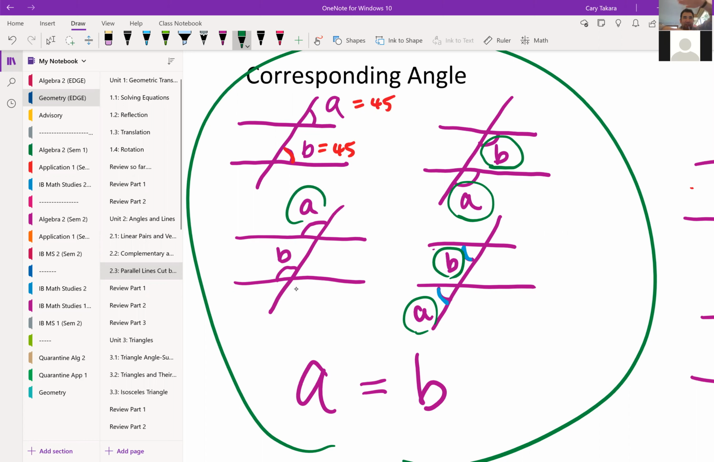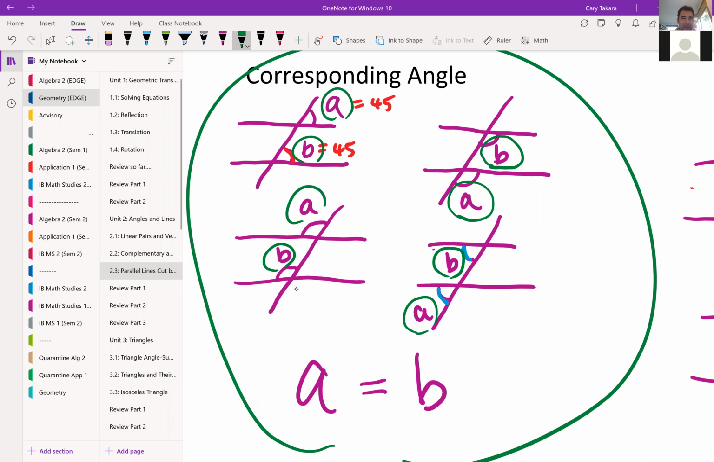One is outside the two lines, one is inside the two lines. One is outside, one is inside. That's the corresponding angles. They are not right next to each other, but they are far apart, but they are on the same side. One is outside, one is inside. This is corresponding angles.